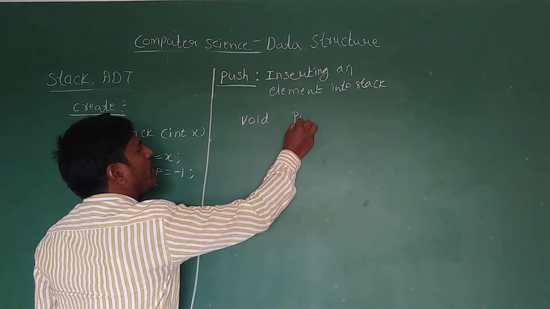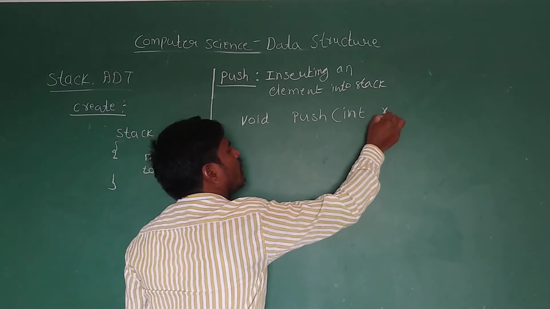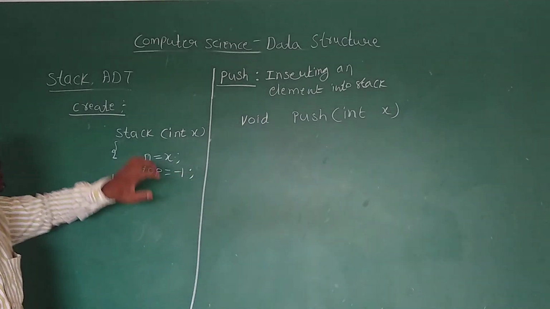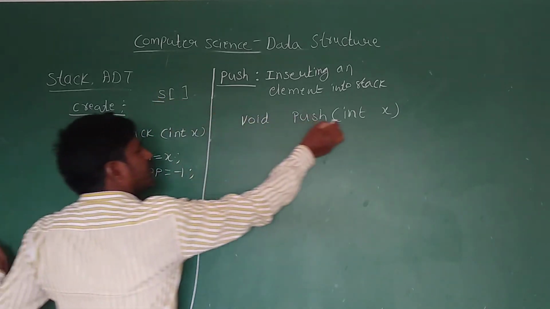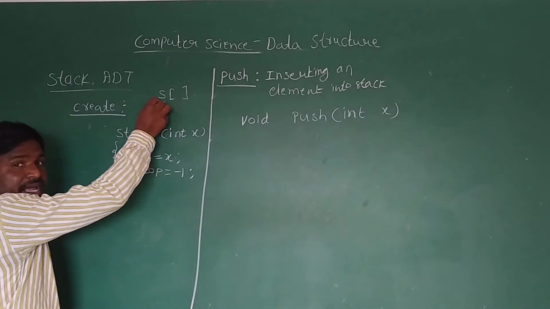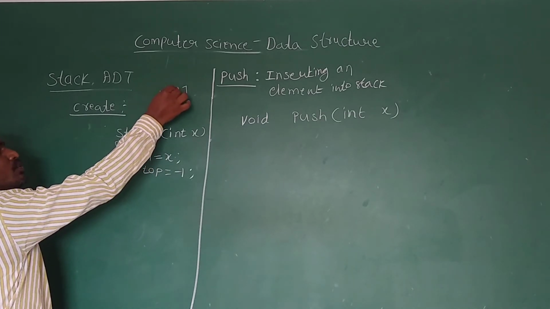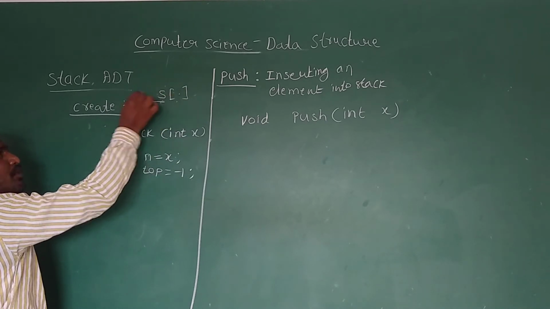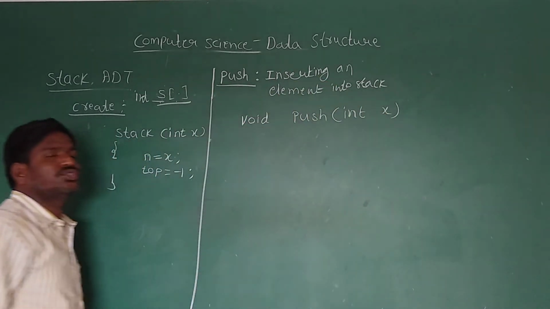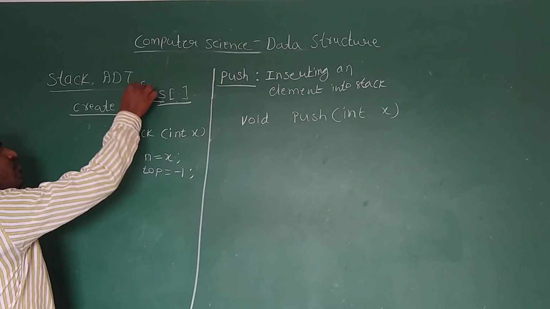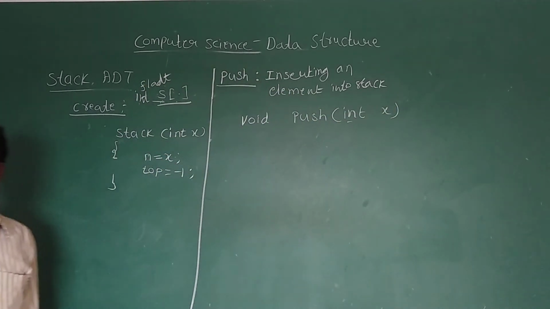Now the programming logic for push. The push operation will take an integer value, say x. As already told, S is an array stack that can store a collection of elements in the stack. If S is integer, we can store only integer values, so the push also takes an integer value. If it is a float data type, then here it is also a float data type.